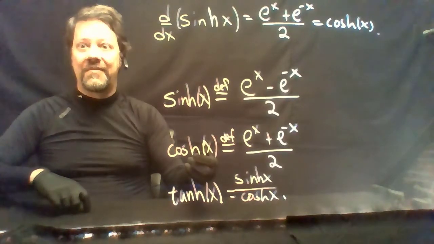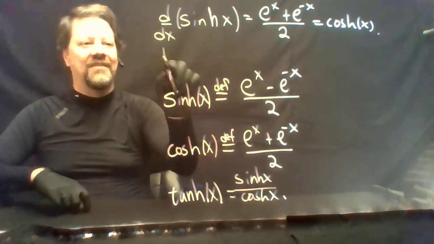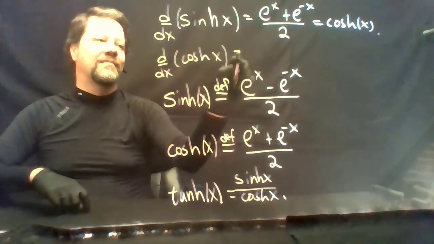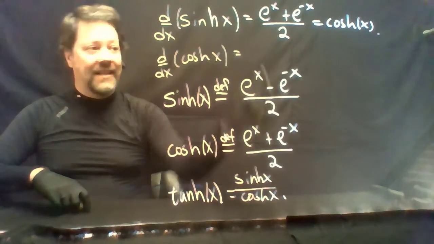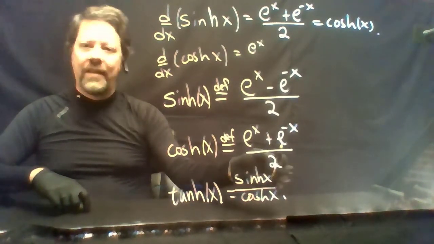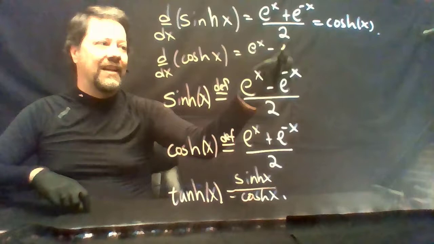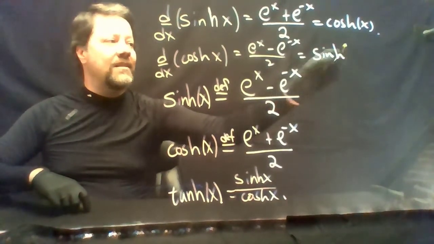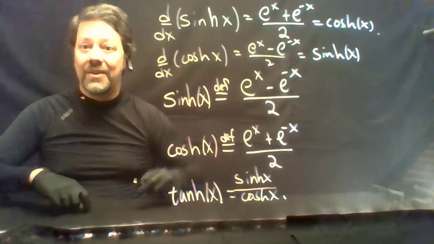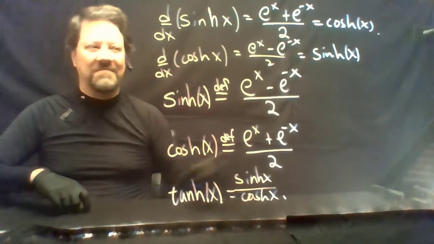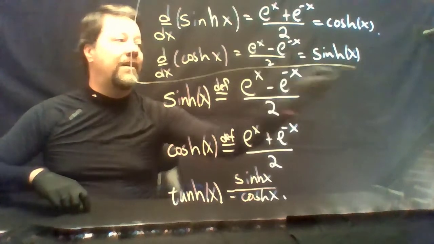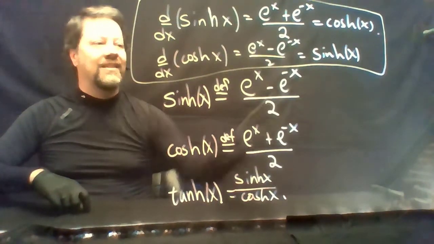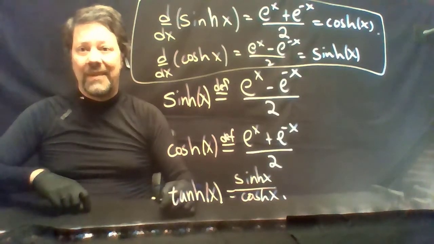How about the derivative of cosh? Let's find out. Derivative of e to the x is e to the x. The derivative of e to the negative x is negative e to the negative x. And here we get not negative sinh, just positive sinh. So the derivative of sinh is cosh, and the derivative of cosh is sinh. What about the derivative of tanh?